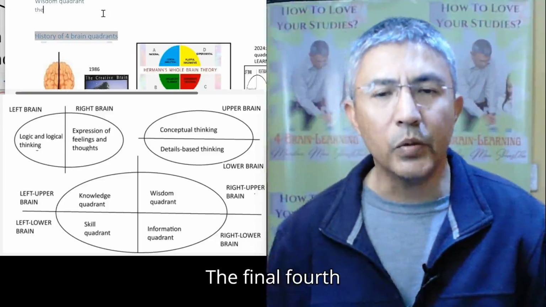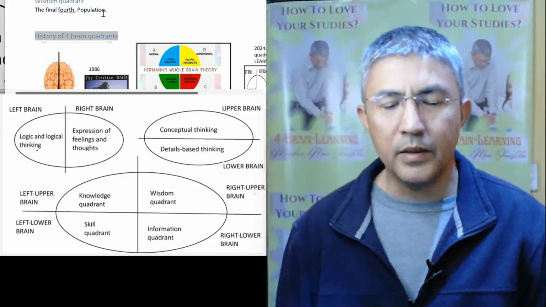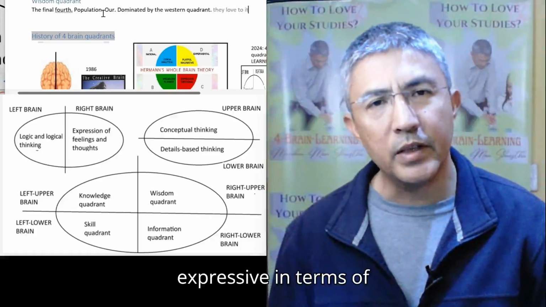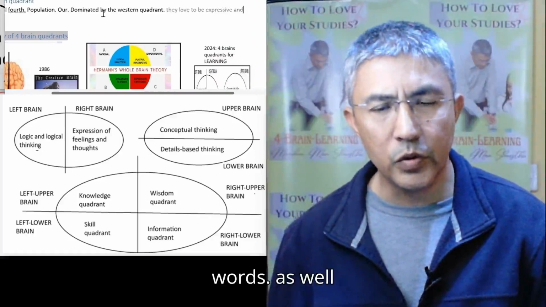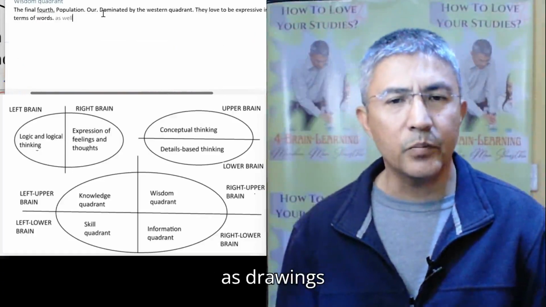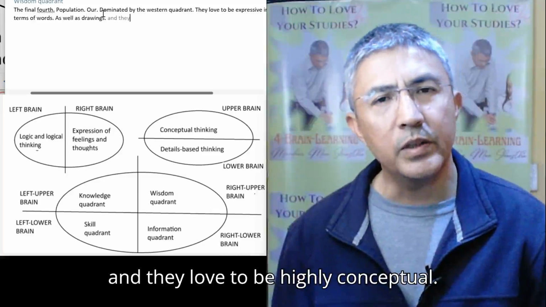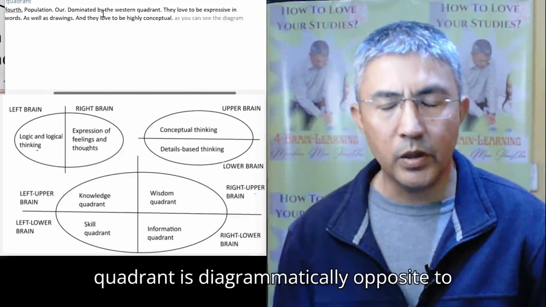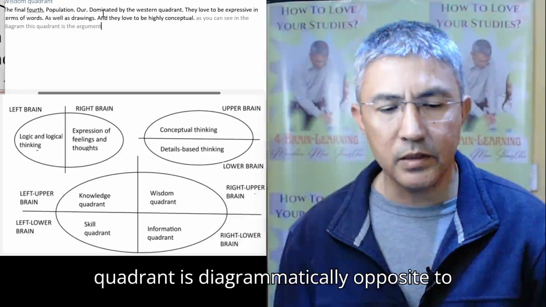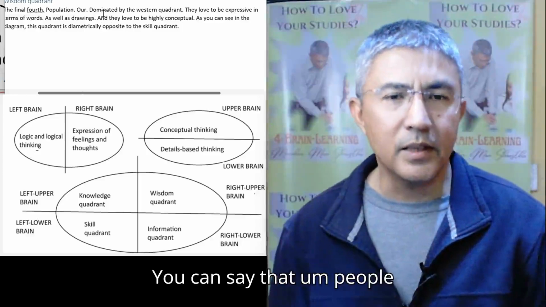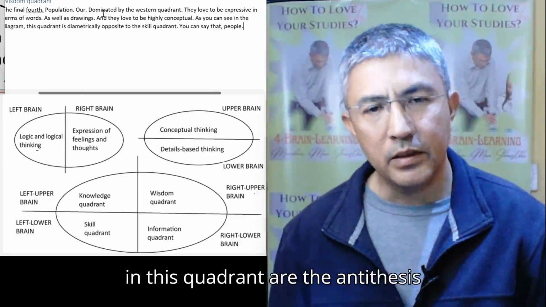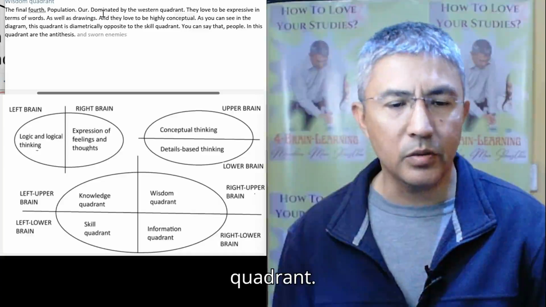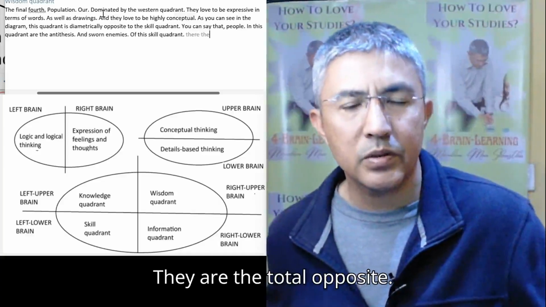The final, fourth population is dominated by the wisdom quadrant. They love to be expressive in terms of words as well as drawings, and they love to be highly conceptual. As you can see in the diagram, this quadrant is diagrammatically opposite to the skill quadrant. You can say that people in this quadrant are the antithesis and sworn enemies of the skill quadrant. They are the total opposite.